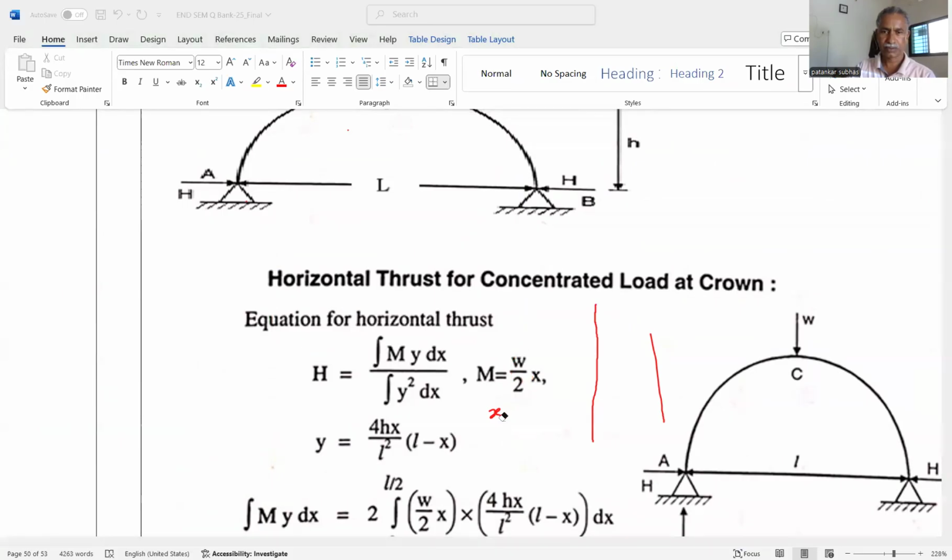We can find the numerator, that is the integration of m multiplied by y. Similarly, we can find the integration of y square into dx. Y is known to you. Square of this, that is 4hx over L square in bracket L minus x whole square. Solve this, integrate and find this value.